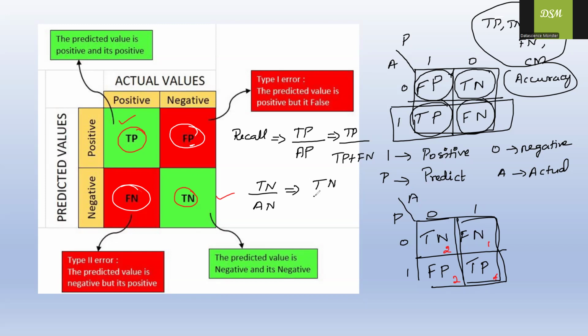Now try to relate this for TN divided by TN plus actual negative. Your model may be predicting positive, but that is false. If you use the same logic, actual negative is false positive and true negative. This is about recall, right? So let us now go ahead with precision. What is meant by precision? Very simple now.